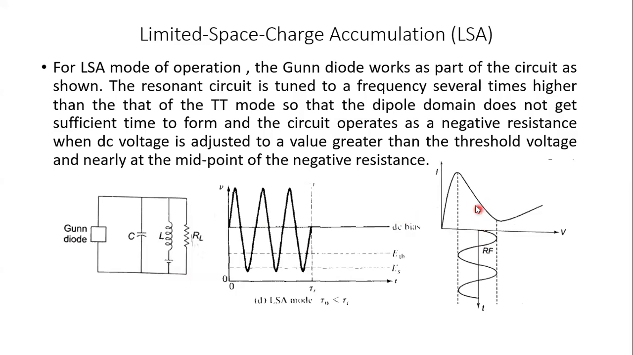So since the electric field applied is in this negative region only, the domain never forms. If the domain is not getting formed, there will be nothing like transit time mode or quench mode or delayed mode, because the domain itself is not getting formed. But the electric field applied is in this region where the current is lesser even though the electric field is larger. So it means that this diode is simply acting as a negative resistance device.